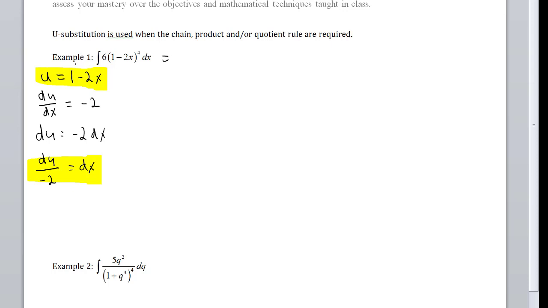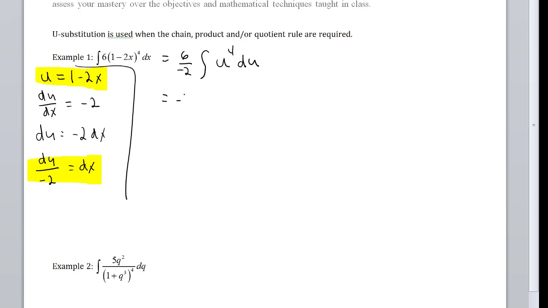So I go back to my original equation and say equals, and the 6 is a coefficient, so I'm going to put that out front. The divide by -2 is a coefficient, so I'm going to put that out front. Then my integration symbol, and in the parentheses I have the U to the 4th power, and in place of the dx, I'll have the du. Everything highlighted on the right side is present in the original equation, and I substituted it with the left-hand side.